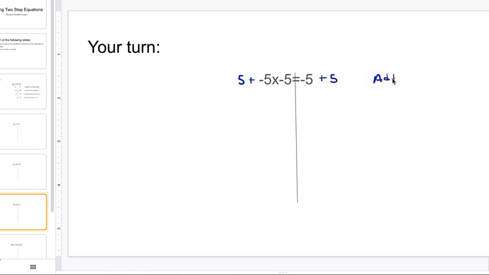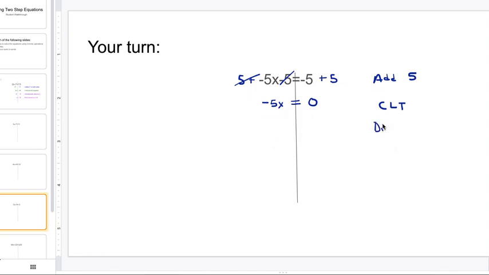Add 5, right? We're going to combine like terms. So combining like terms there gives us -5x equals, oh, look at that, -5 plus 5, that's equal to 0. We got to use the placeholder of 0 here because we have nothing else on that side.